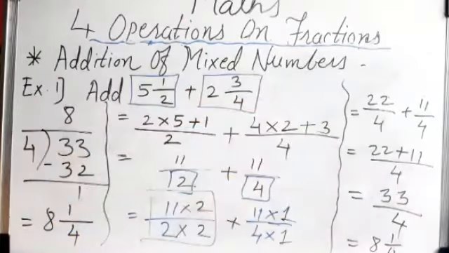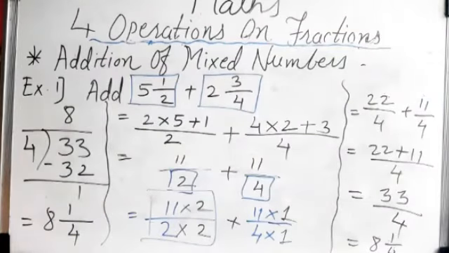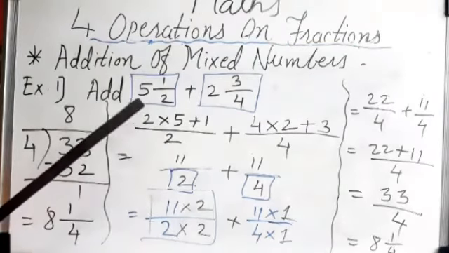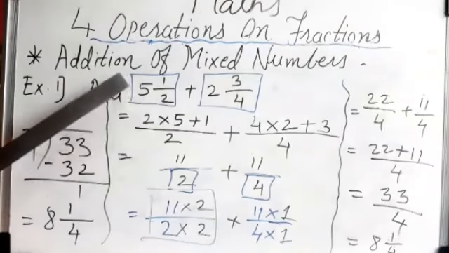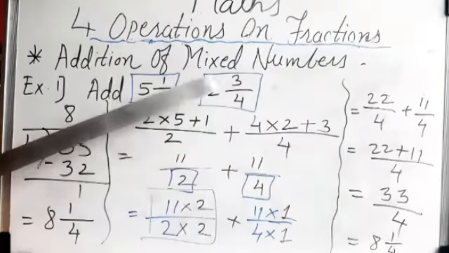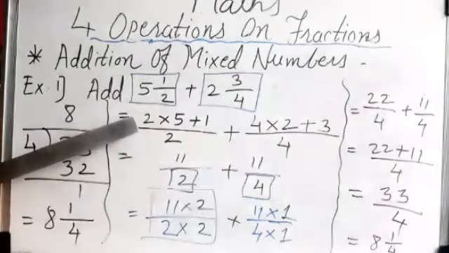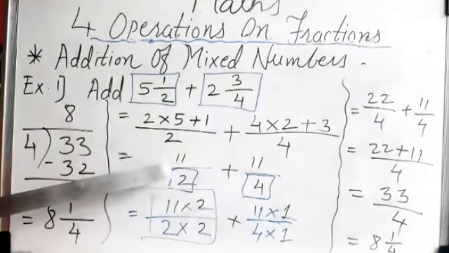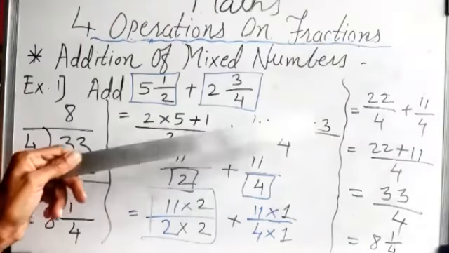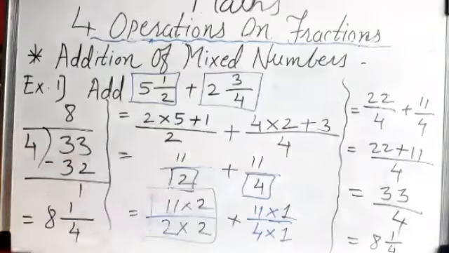should come here down. Below this, all the steps must come. See, again I will explain this example. 5 and 1 upon 2 plus 2 and 3 upon 4. So what have I done? I had converted this into an improper fraction. For that, 2 into 5 plus 1 upon 2 plus 4 into 2 plus 3 upon 4. Solve it. 2 5s are 10 plus 1, 11 upon 2 as it is, plus 4 2s are 8, 8 plus 3, 11, 11 upon 4 as it is.